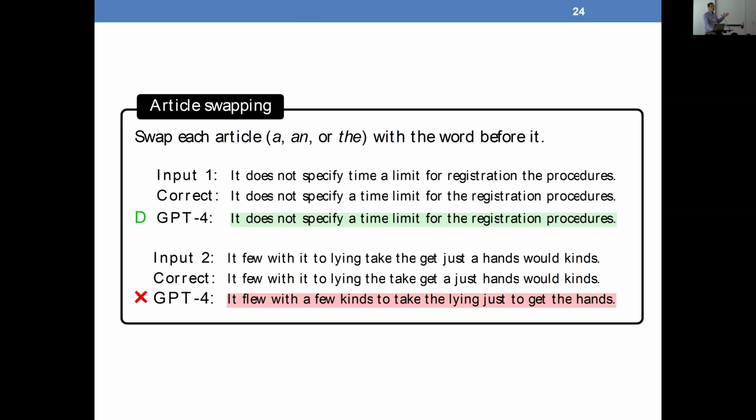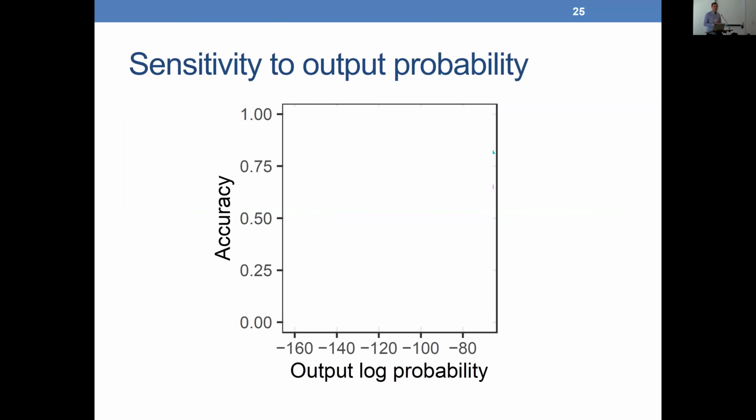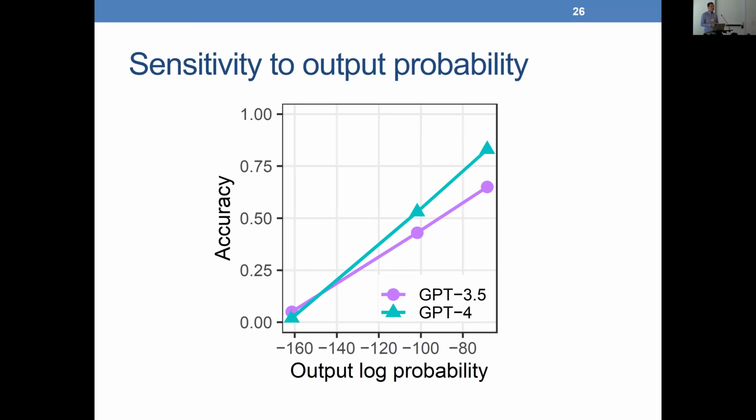So this is pretty anecdotal, but we also have more systematic quantitative results. Along the horizontal axis, we're showing the log probability of the correct output. The vertical axis shows accuracy. And we see that both GPT-3.5 and GPT-4 have accuracy that varies enormously as the probability changes. For instance, for GPT-4, the accuracy ranges from 2% in the lowest probability setting to 83% in the highest probability setting, which is just an enormous range of variation.